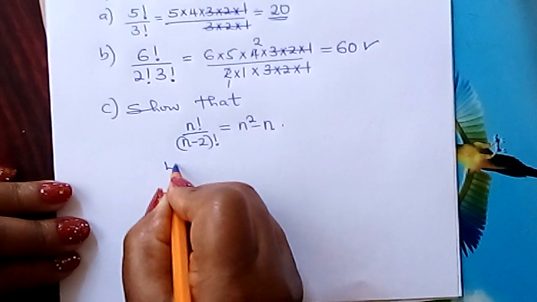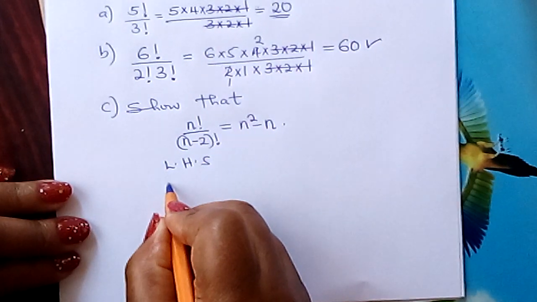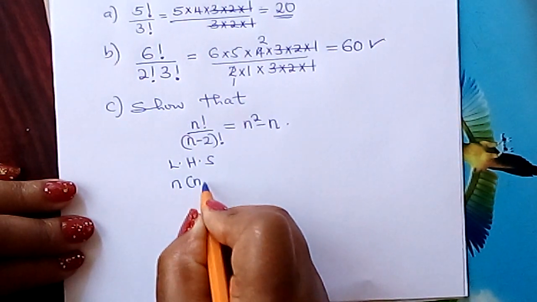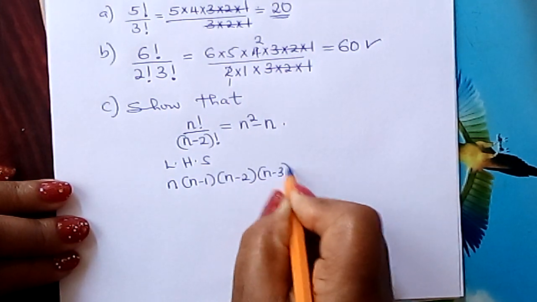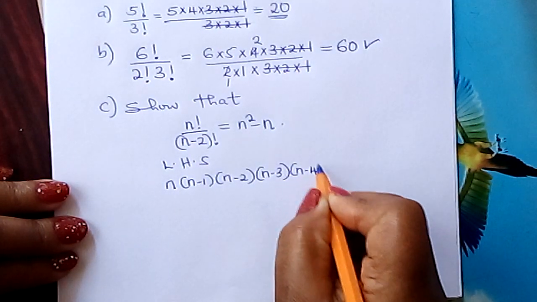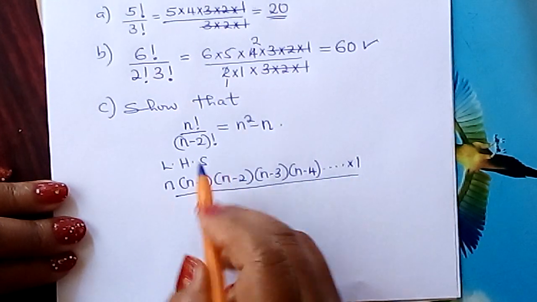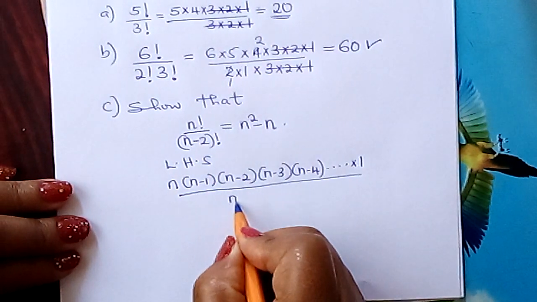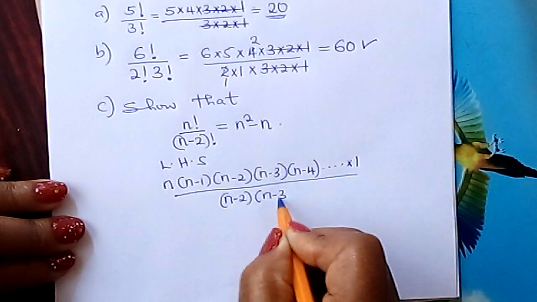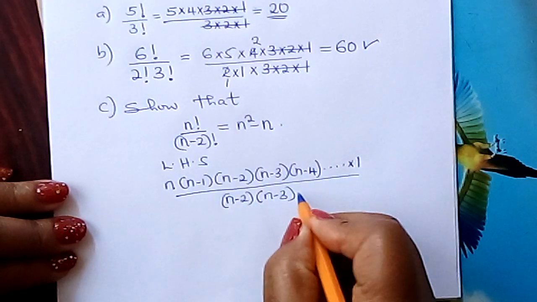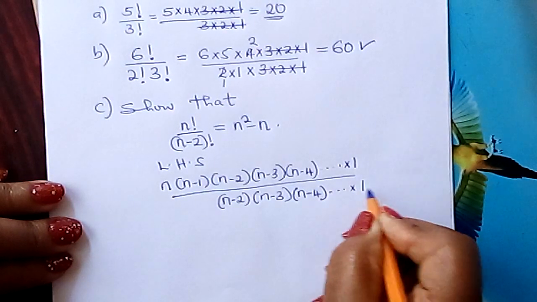So you come to the left-hand side, learner. You pick n factorial. n factorial is n times n minus 1, times n minus 2, times n minus 3, and so forth, n minus 4, like that, times 1. Divide by n minus 2 factorial. So you start with n minus 2, you multiply with the next number, which will be n minus 3. Remember, you're subtracting 1 to go to the next number. You multiply by n minus 4, like that, all the way to 1.